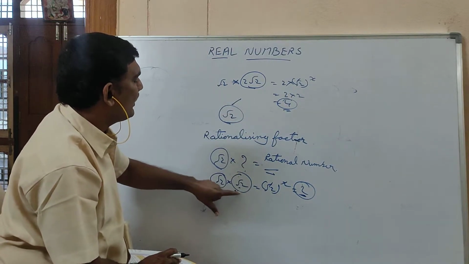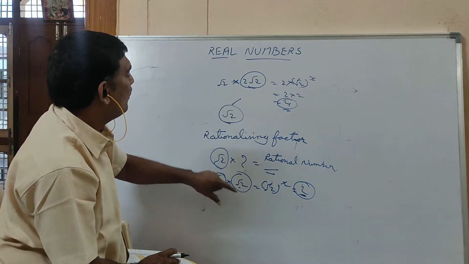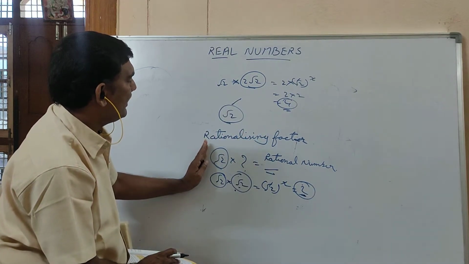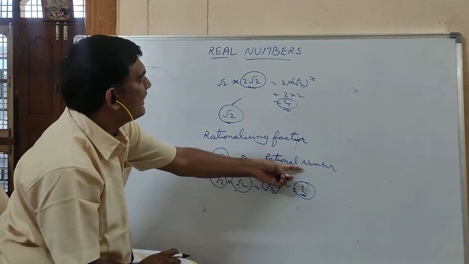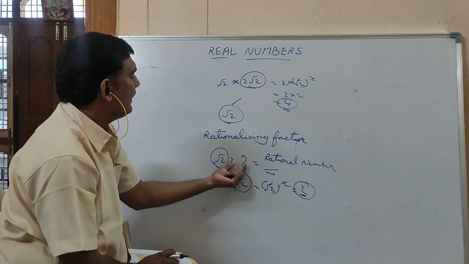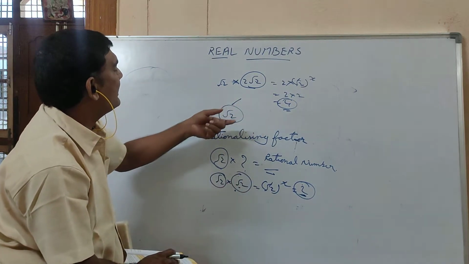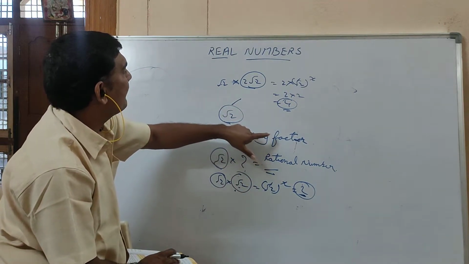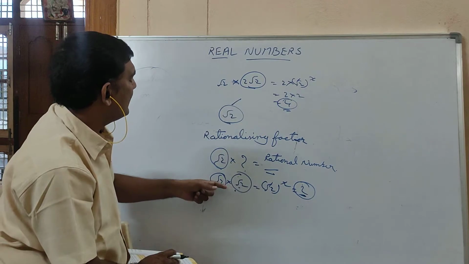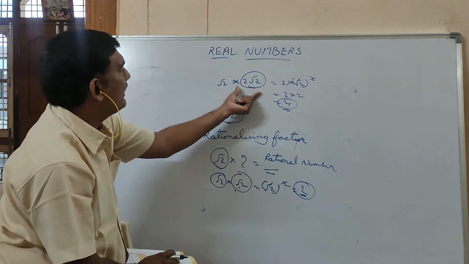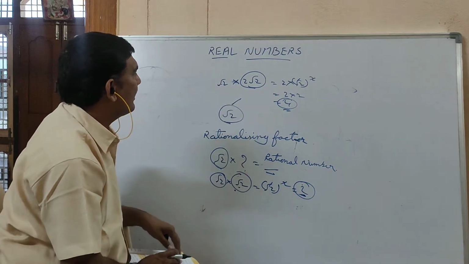So, just now I said that the rationalizing factor for root 2 is root 2. So what does rationalizing factor mean? Any irrational number, to make it into a rational number, you should multiply with one more irrational number. This irrational number is called the rationalizing factor. So what we did is, we multiplied with root 2 and we got 2 here. We multiplied with 2 root 2 and we got 4 here.